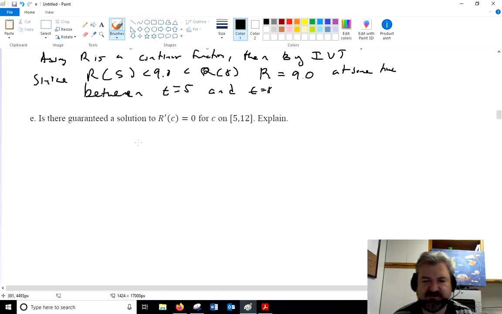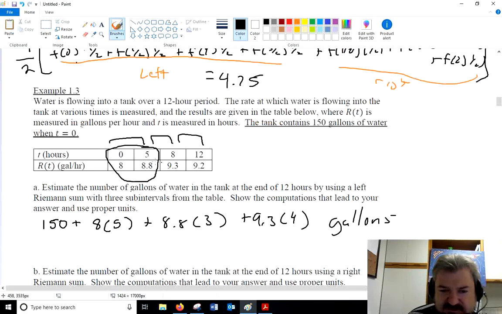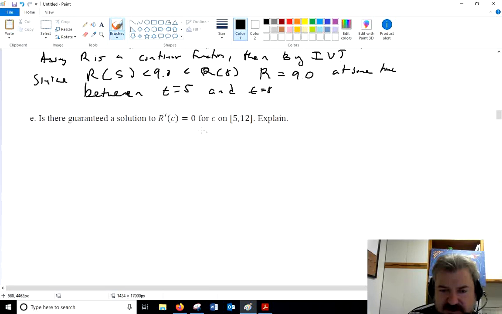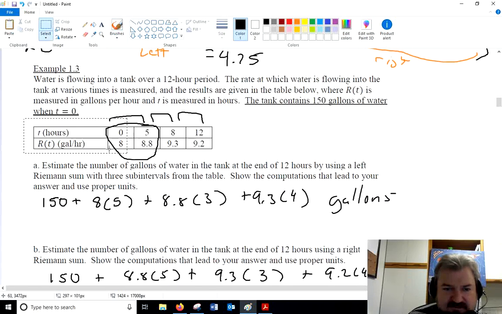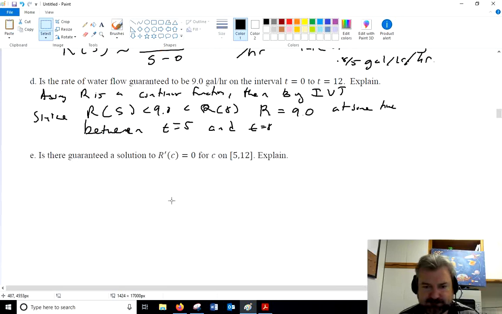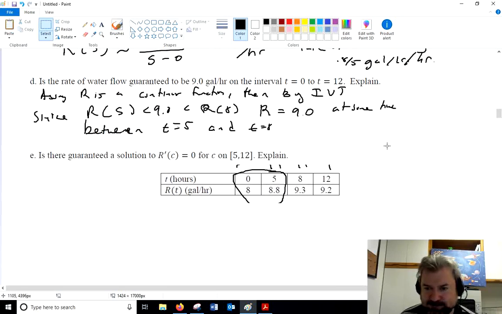Is there guaranteed to be a solution of R prime of c equals 0 for c on 5 to 12? Is there guaranteed to be a solution to R prime of c equals 0? I'm going to bring that table down here. Well, I can't use Rolle's theorem because I don't have two values that are the same. But I think, as long as R is, and I know it was supposed to say that, I just forgot to say that R is a differentiable function. That's why we knew it was continuous.